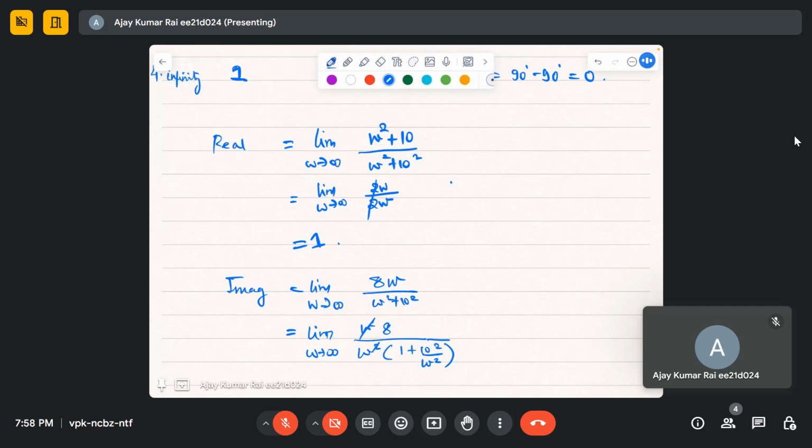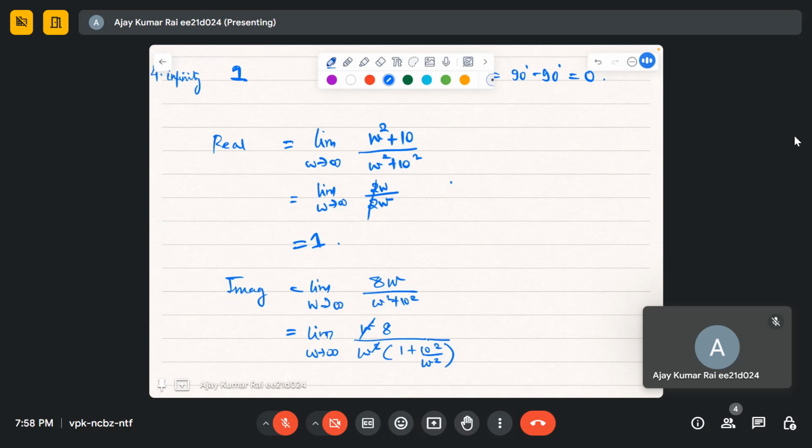So here we can apply the L'Hospital rule. We just differentiate. If you differentiate the numerator, you will get 2 omega. If you differentiate the denominator, you will get 2 omega. And differentiation of a constant is equal to 0. So you'll get 2 omega by 2 omega, that is equal to 1. So the real part is equal to 1.